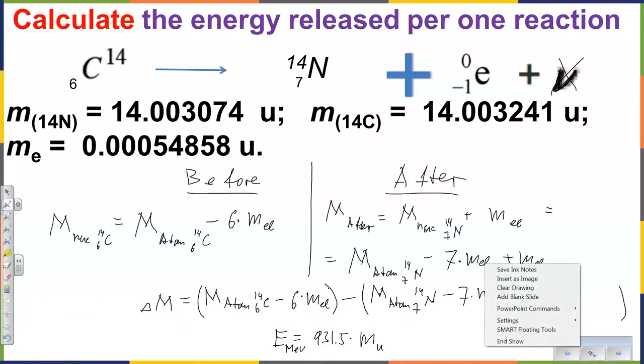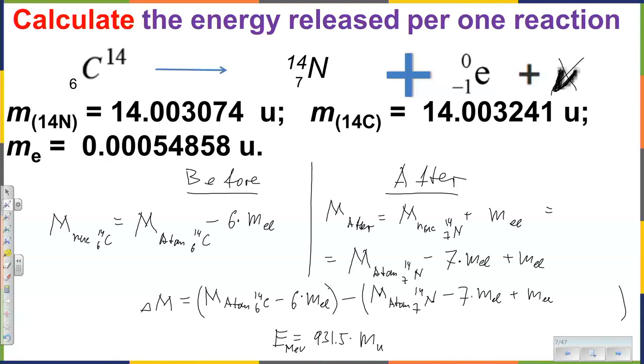Now we need to simplify this by opening all the parentheses. Do I have an extra slide? No. So I'm going to add an extra slide. So that's what we are calculating. Atomic mass minus 6 electron masses. Now minus atomic mass for the nitrogen 14. Now minus makes it plus 7 electron masses.